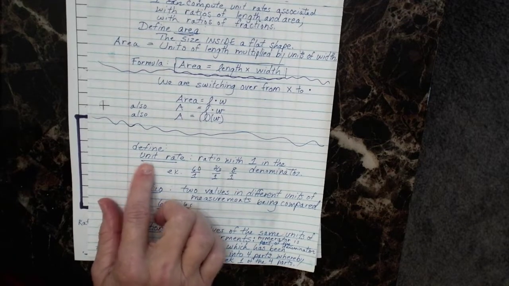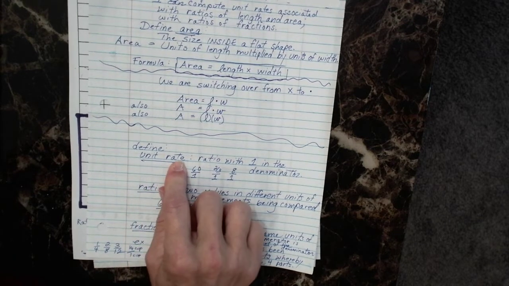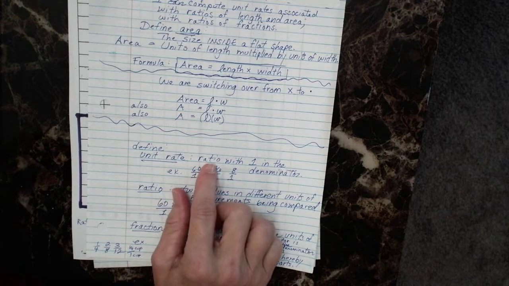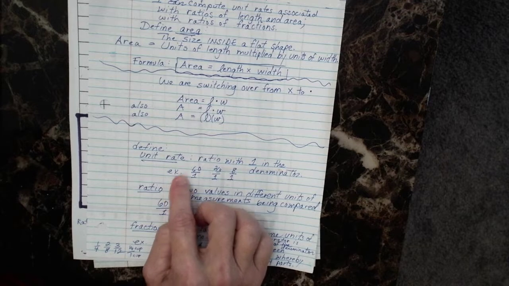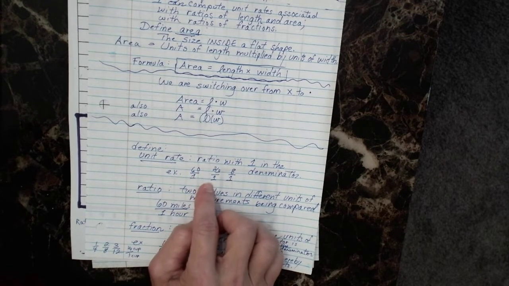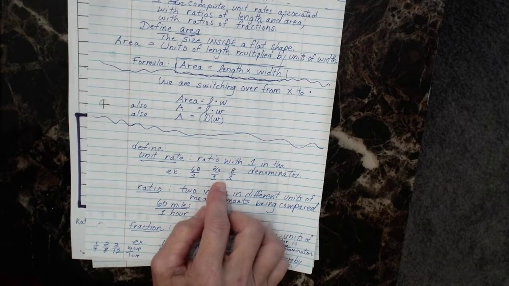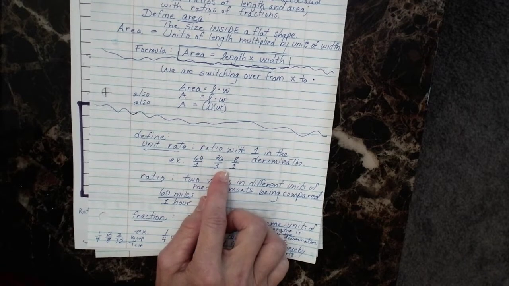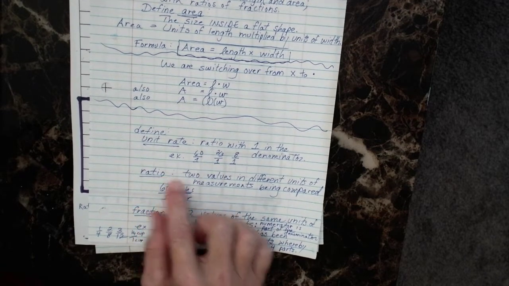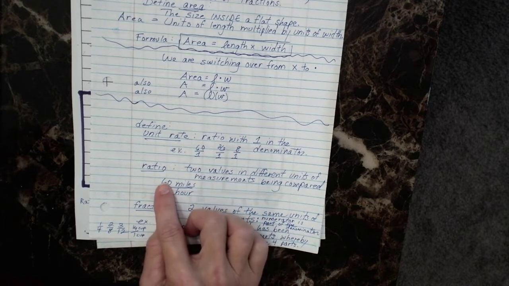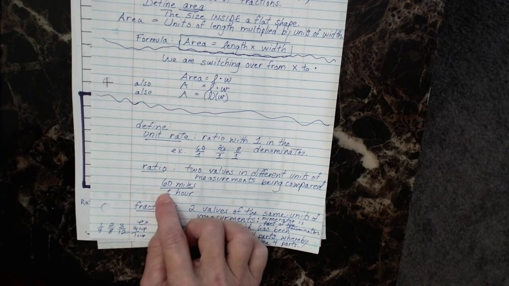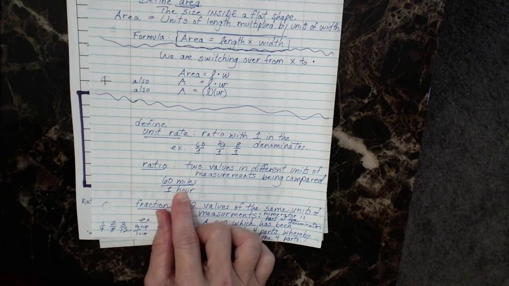Okay, so define unit rate. You need to have this written down: it is a ratio with a 1 in the denominator. Examples: 60/1, 2/3/1, 8/1. Those are all examples of a unit rate. A ratio is two values in different units of measurement being compared. So if you have 60 miles per 1 hour, that's a ratio.